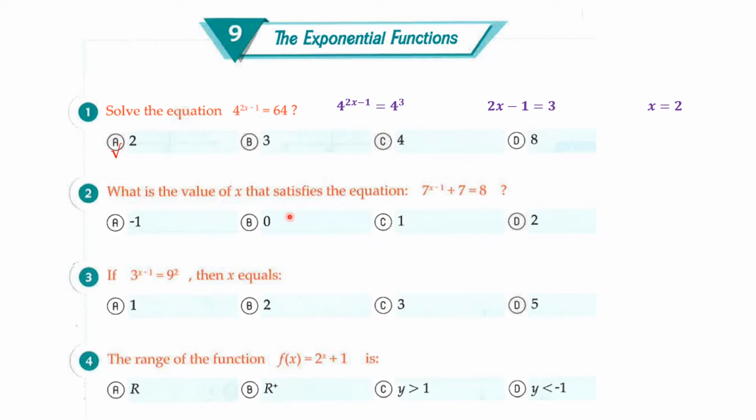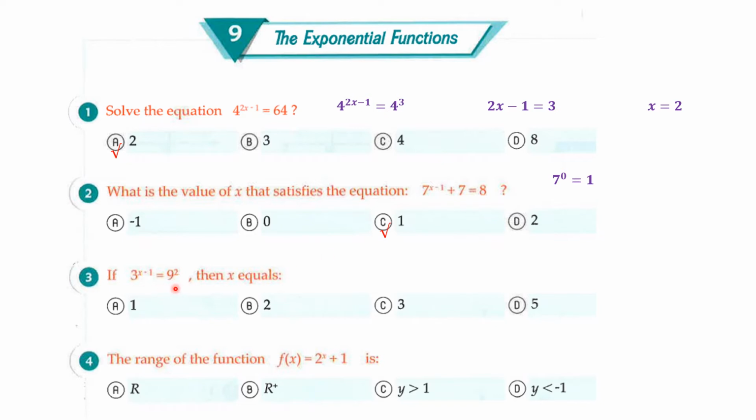What is the value of x that satisfies this equation? Okay, how will this ever end up in 8? Except if this is 1, right? There's no other way. How will I make it 1? Remember, 7 to the power of 0, or any number to the power of 0, is equal to 1. So I can make this a 1 by substituting x by 1. So I'm going to get 7 to the power of 0, which is 1, plus 7 will end up in 8. So the answer is 1.